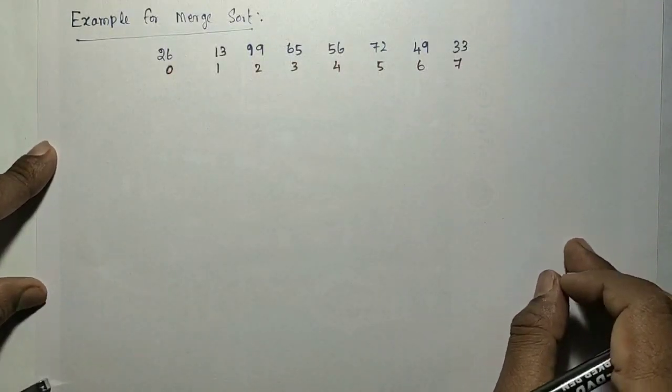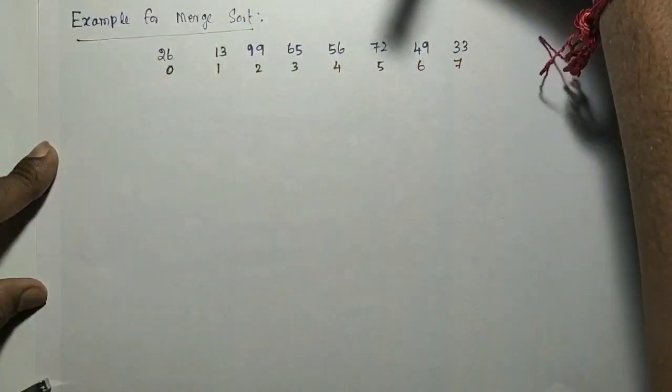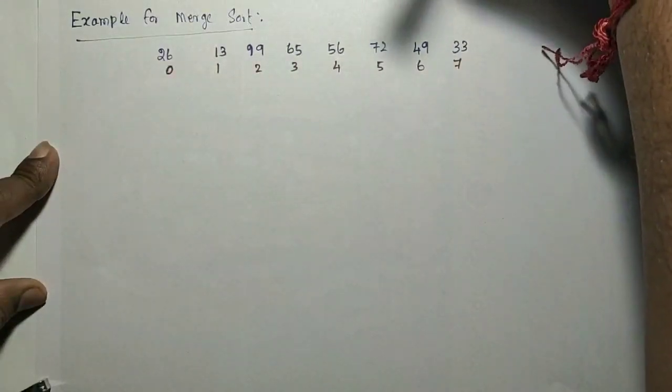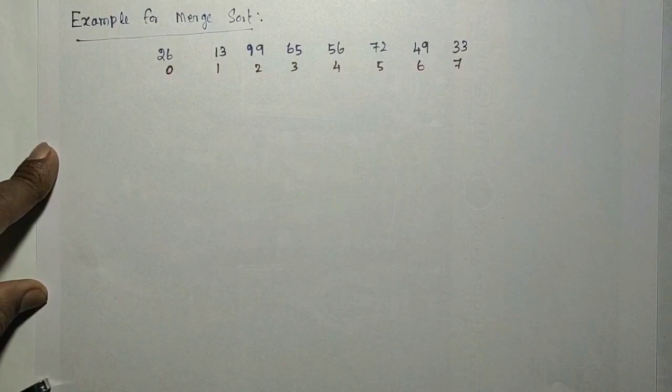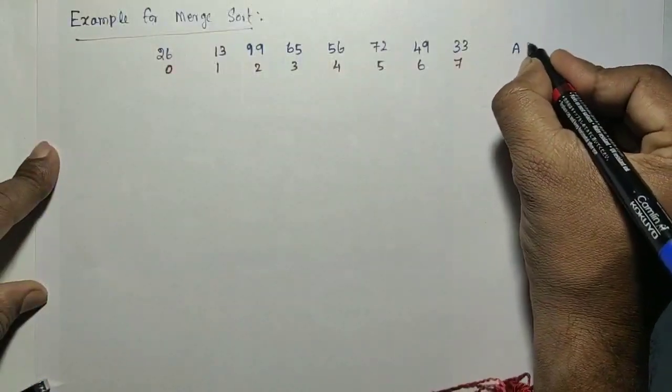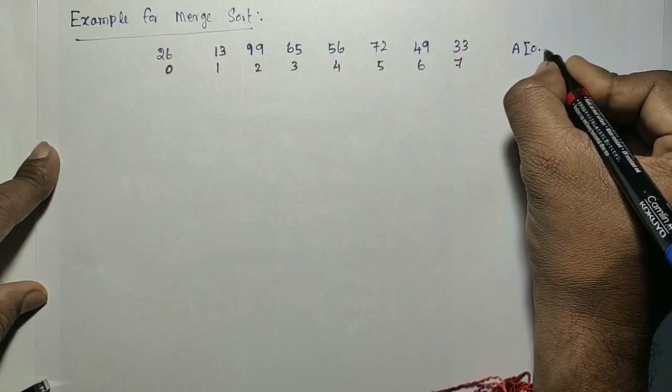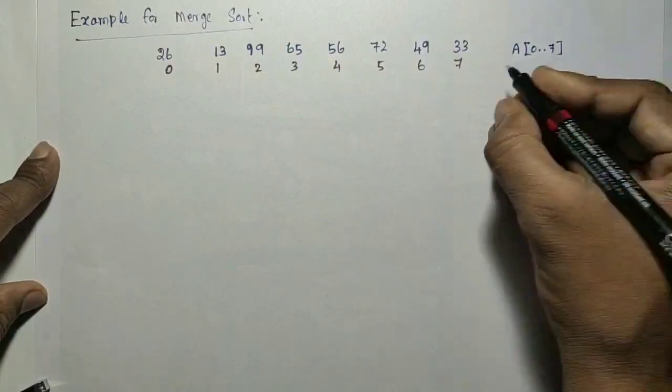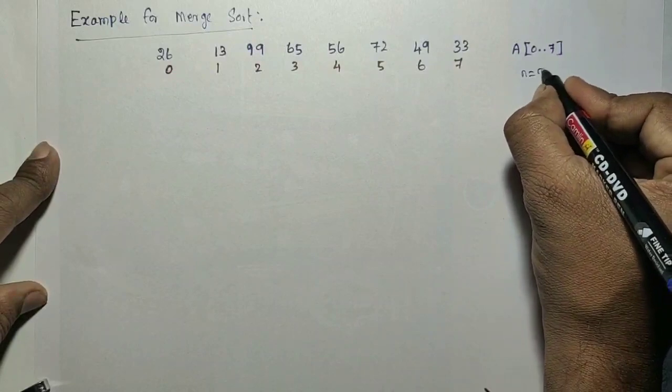In this session, we will discuss an example for the merge sort algorithm and the analysis of the merge sort algorithm. Consider this example: an array of elements A, which contains elements from index 0 to 7. It means that n equals 8.